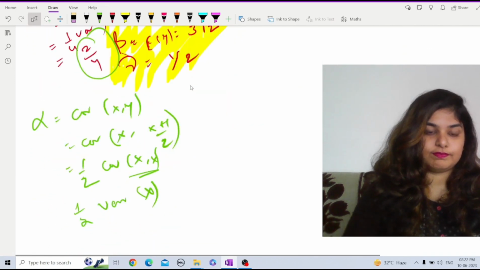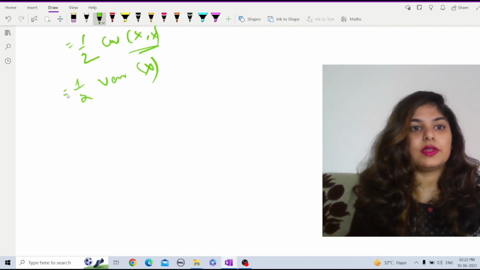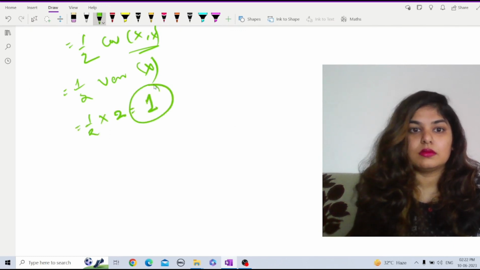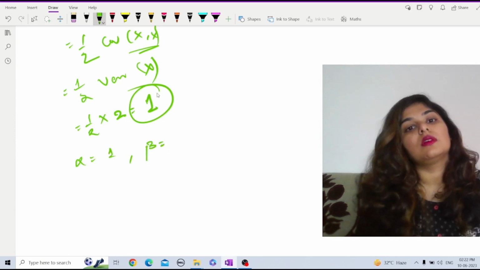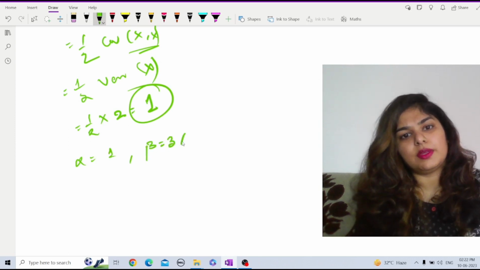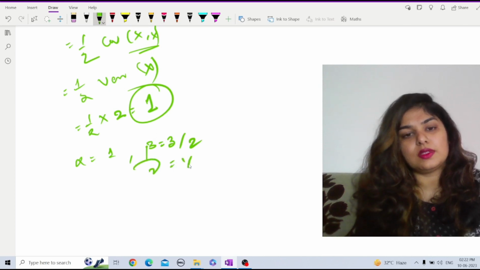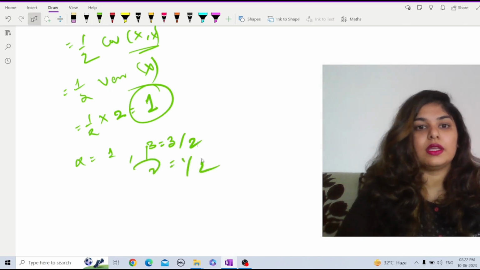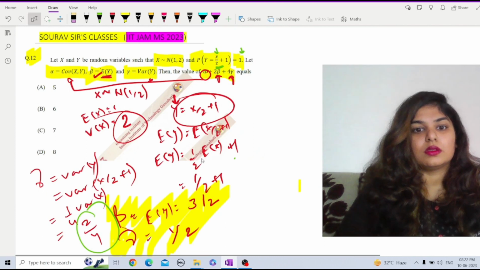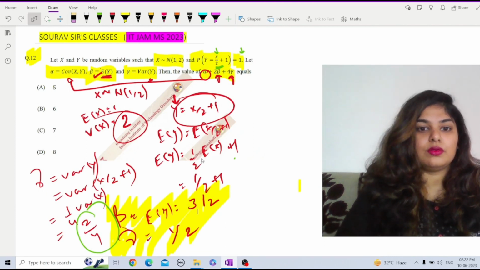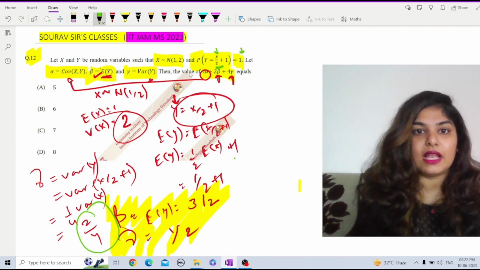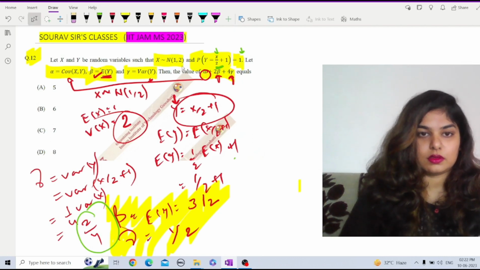2, correct. So we have 1. That means we have alpha is equals to 1, beta is equals to 3 by 2, and gamma is equals to 1 by 2. Let us just check the values again. Right. Beta is 3 by 2 and gamma is 1 by 2. So we have to find out alpha plus 2 beta plus 4 gamma.